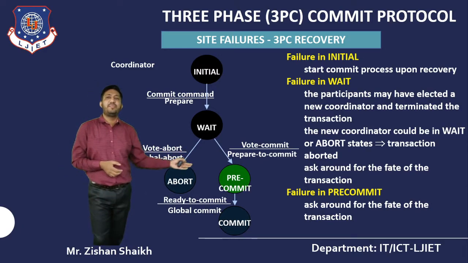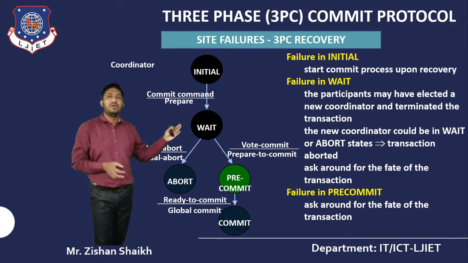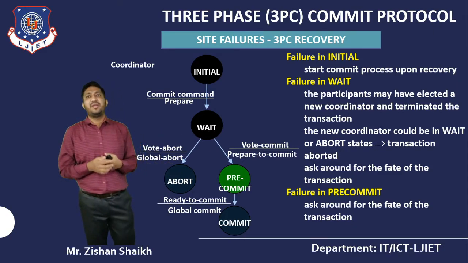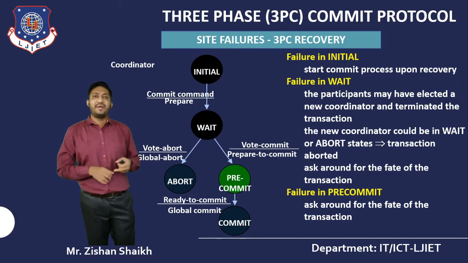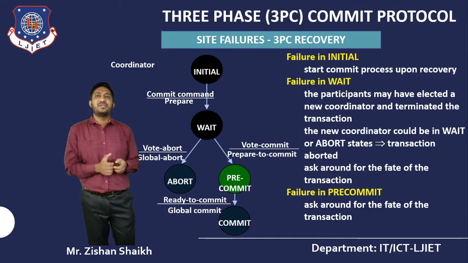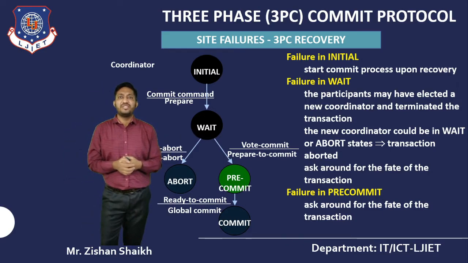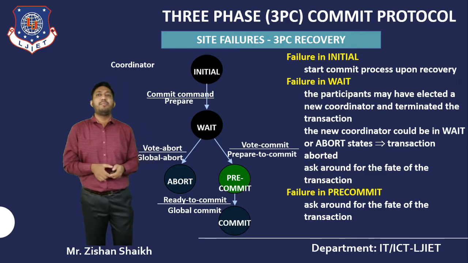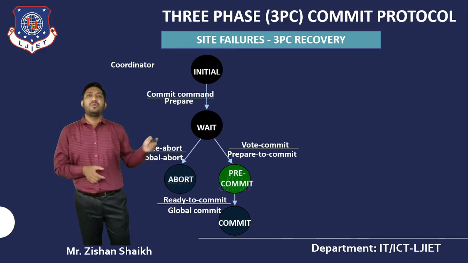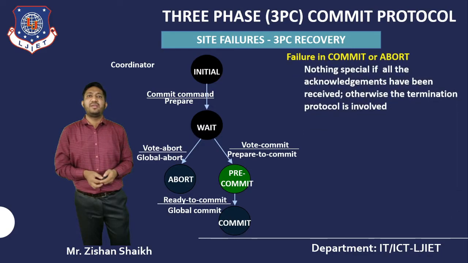And the next is failure in the pre-commit state. Here the coordinator already has all the positive answers of the participants, so it asks around to find the state of that particular transaction: whether all the participants have successfully received my prepare to commit message or not. If an acknowledgement is received, then the message is not sent again. If the acknowledgement of that prepare to commit message is not received, then that message will be sent to a number of participants.